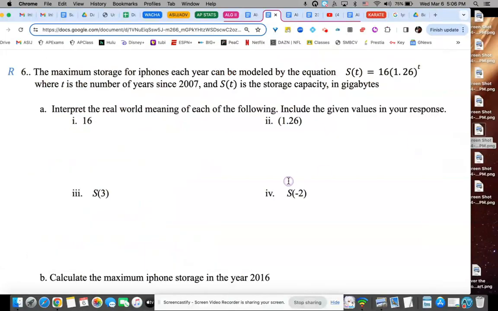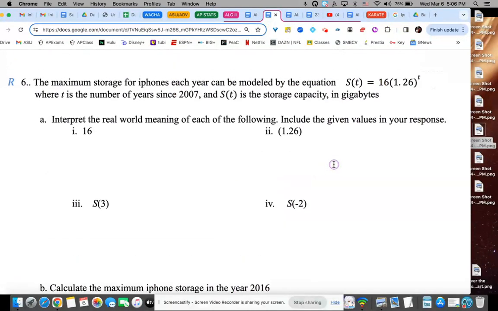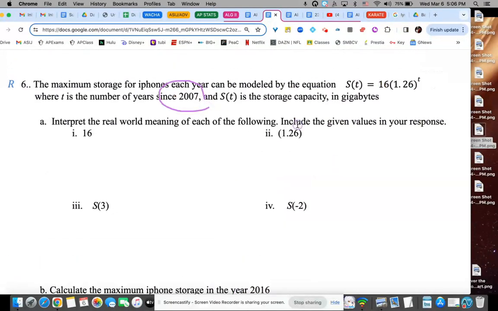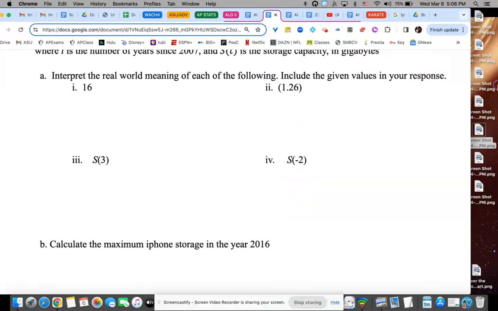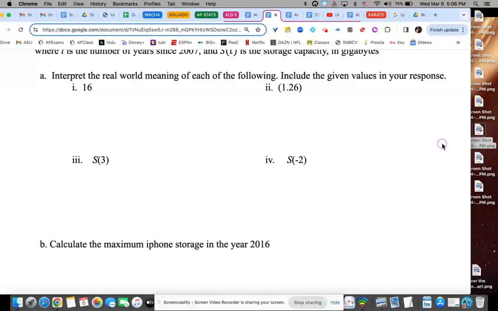Okay, and then we're going to solve for part B here. It says look for 2016. From 2007, that's another 9 years. So in your equation, you'll see that we are putting 9 into the time period. And again, this is just a calculator problem. Throw it in, you'll get 128 gigabytes.